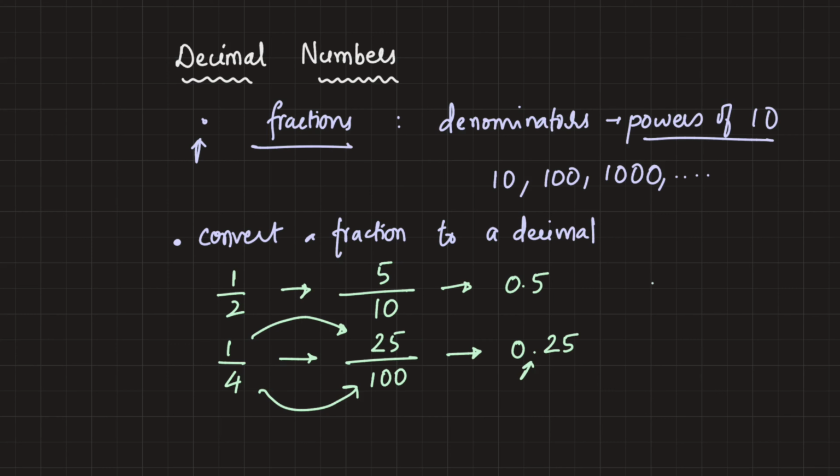Now say we have 7 by 10. 7 by 10 would be nothing but 0.7. So similarly 23 upon 100 is nothing but 0.23.